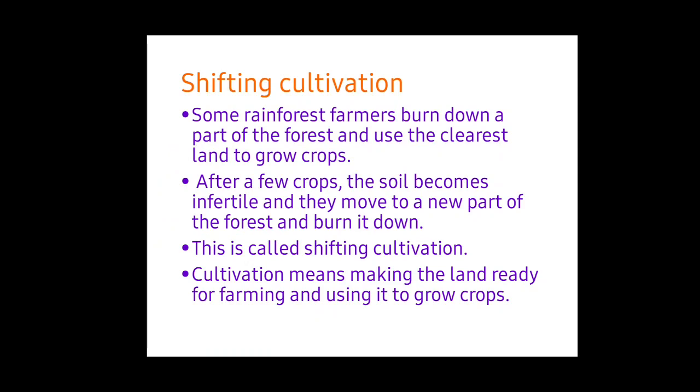What does cultivation mean? Cultivation means making the land ready for farming and using it to grow crops. And they keep on shifting their places. They keep on changing their place because when the soil becomes infertile, they move to the next one. So this process is called shifting cultivation.